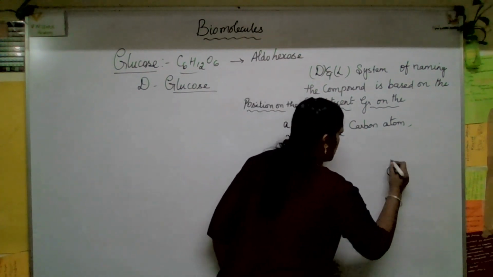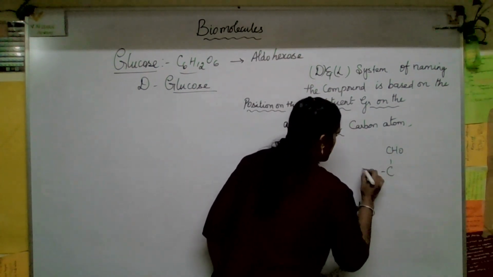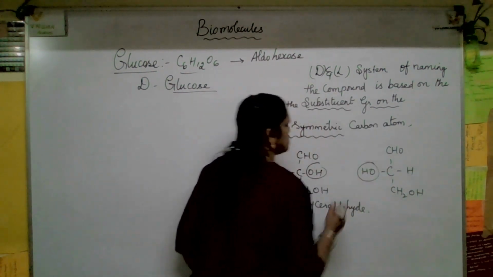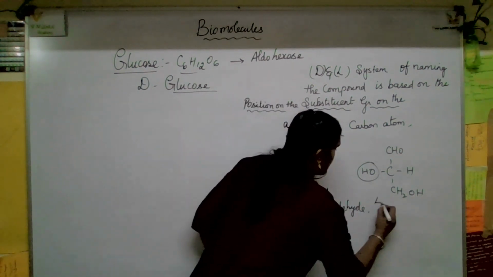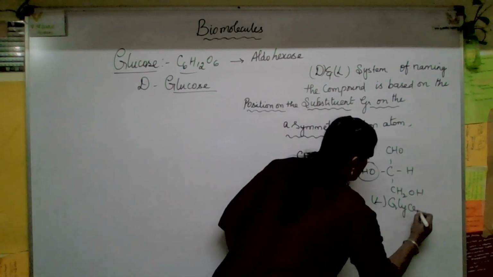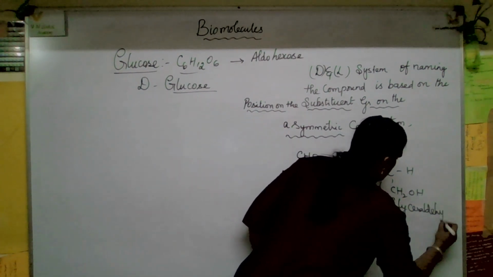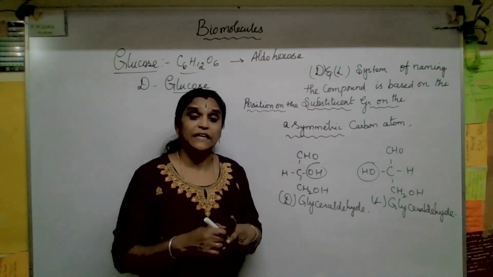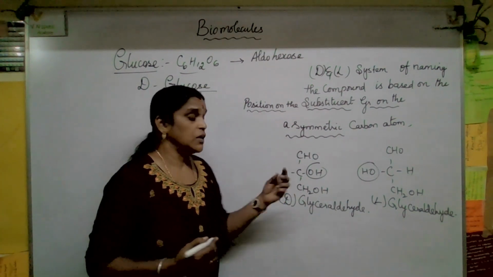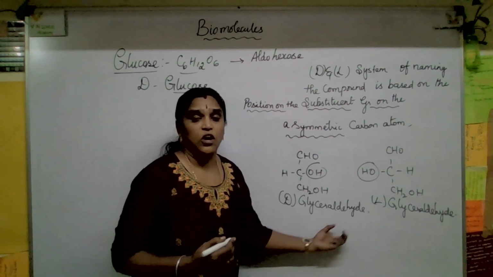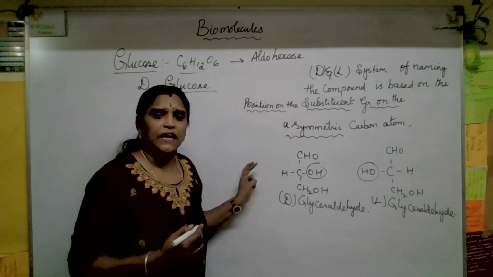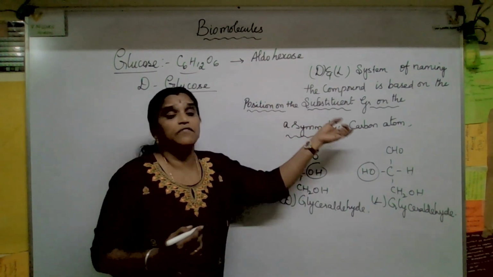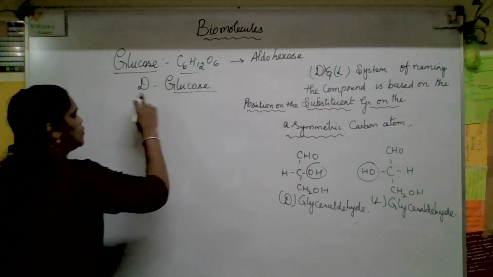In the same way, with the CHO carbon and CH2OH, if the OH is connected on the left hand side, this is L-glyceraldehyde. Now I think you understand D and L. D means dextro, which is right hand. So here we have D-glyceraldehyde and L-glyceraldehyde. I hope you got a clear idea of D and L, which is naming a compound based on the position of the substituent group. Hope you're clear.